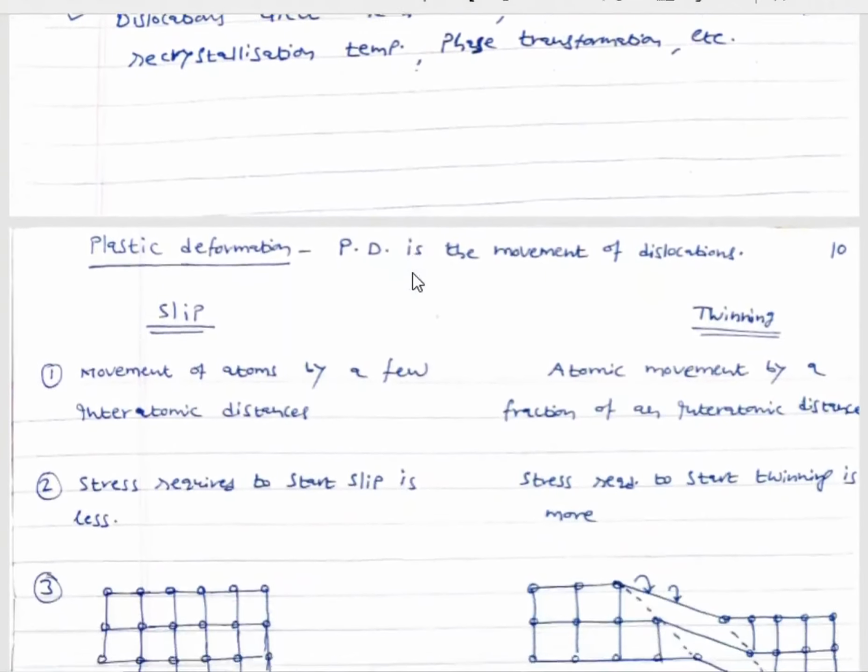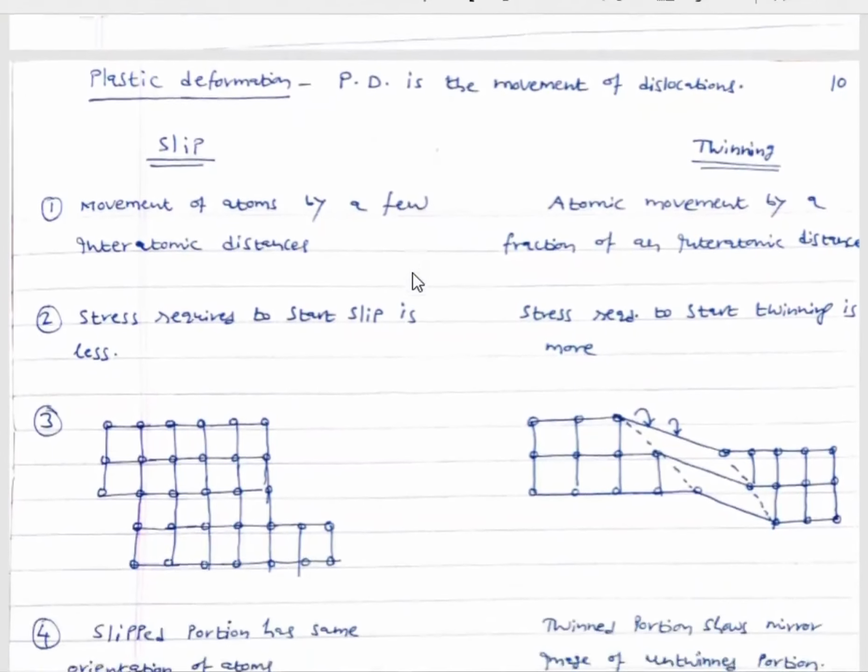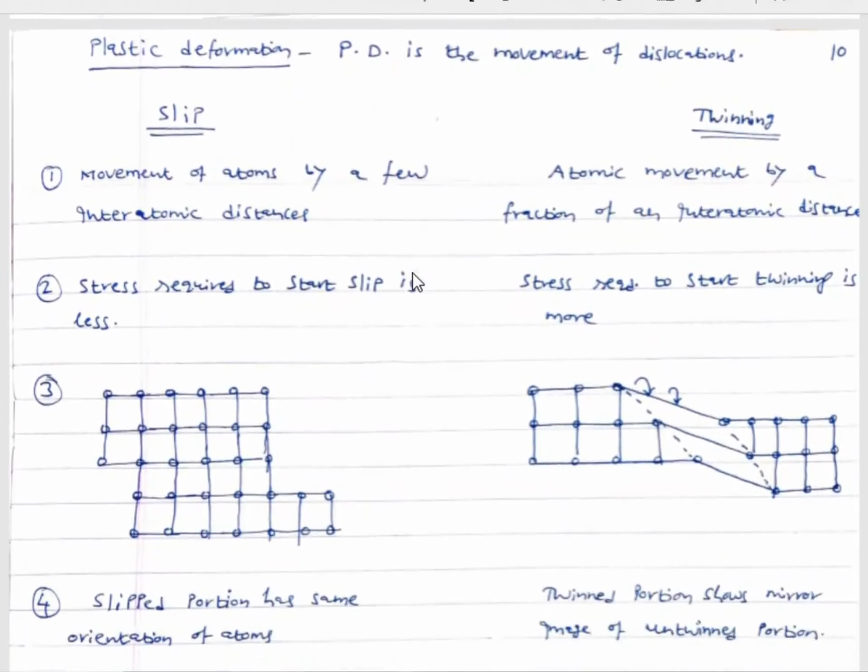Now, plastic deformation. There are two kinds of deformations: elastic deformation and plastic deformation. Initially, when external stress is applied on the material, it will experience elastic deformation. It means when you withdraw the load or stress applied, the material will assume its original dimension.